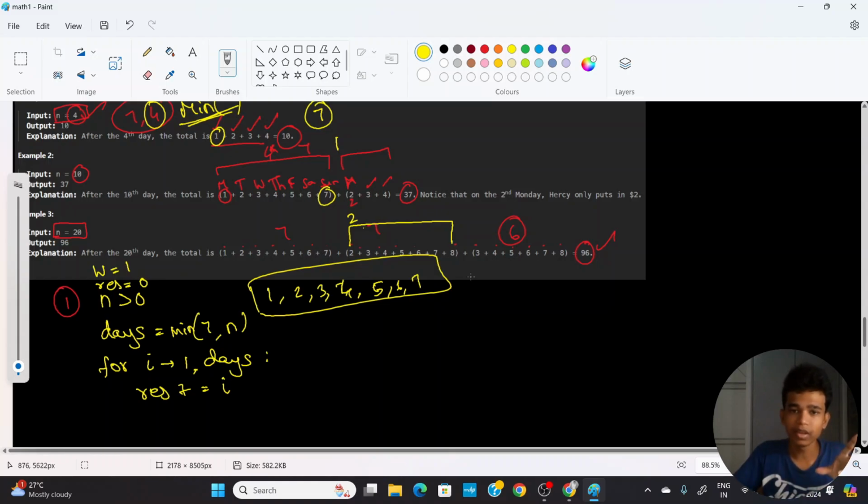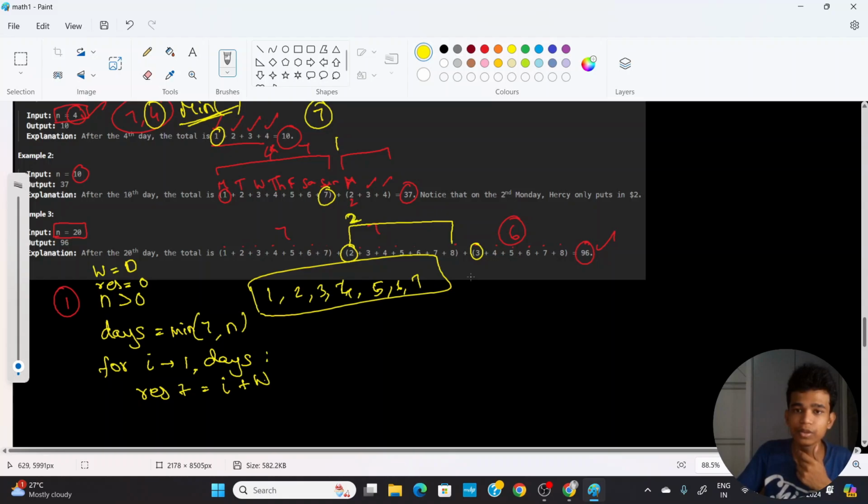But in the second week, we want to start with 2. Then third week, we want to start with 3. So instead of taking this as 1, let us take it as 0, so that when I add it with this i, it will initially be 0. So no change. Then 1 means it will start with 2.